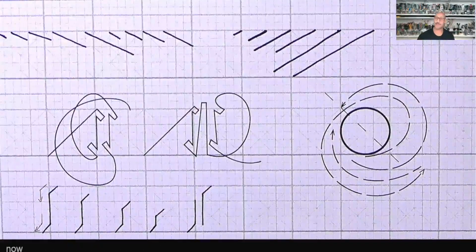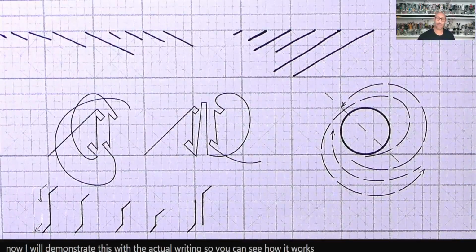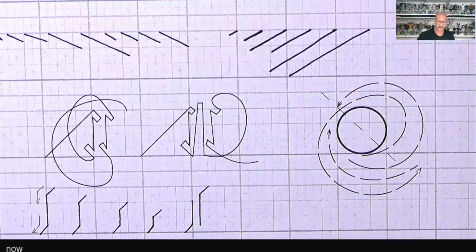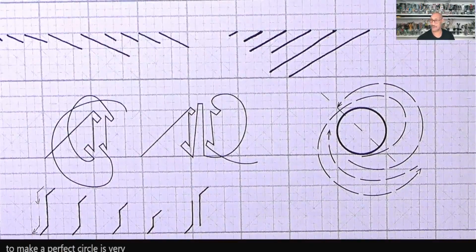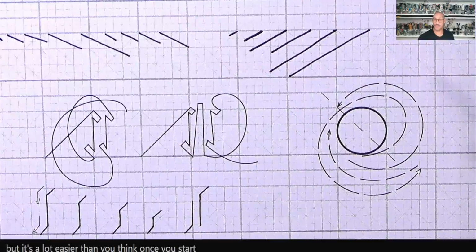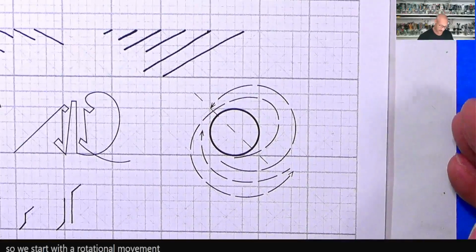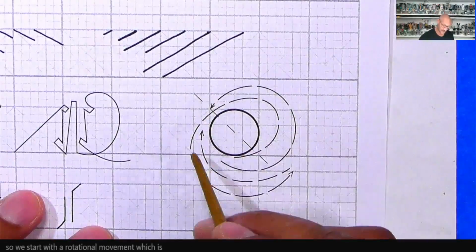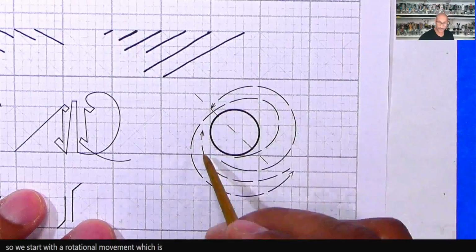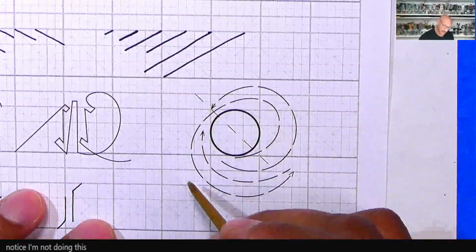Now, I will demonstrate this with the actual writing so you can see how it works. But I want you to sort of understand how these shapes form. Now, to make a perfect circle is very difficult. It's a lot easier than you think once you start breathing. So we start with a rotational movement, which is, notice I'm not doing this. I'm using my arm.